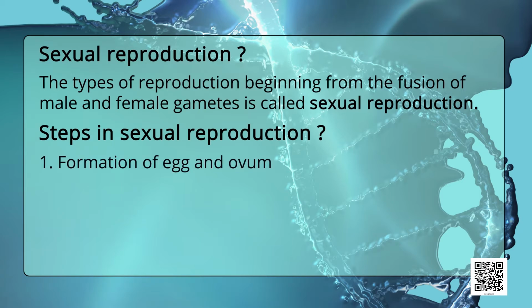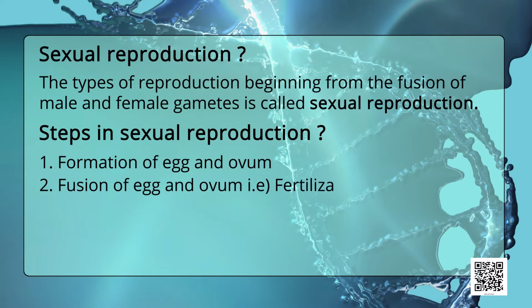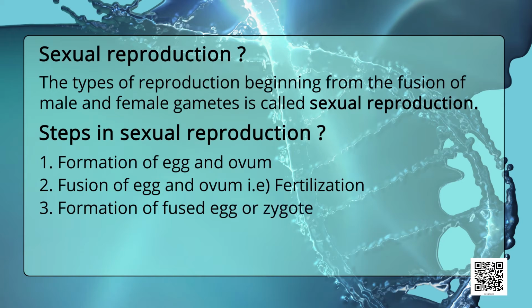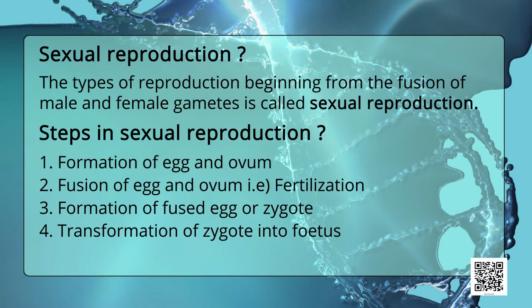Steps in sexual reproduction: formation of sperm and ovum, fusion of sperm and ovum, that is fertilization, formation of fused egg or zygote, transformation of zygote into fetus, development of fetus.